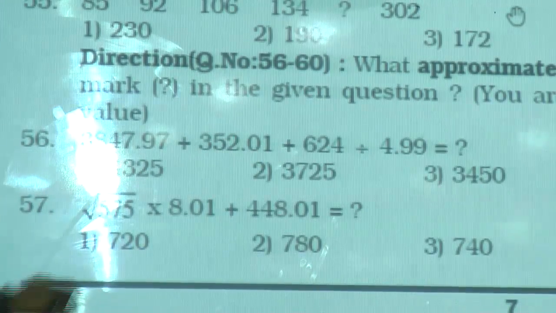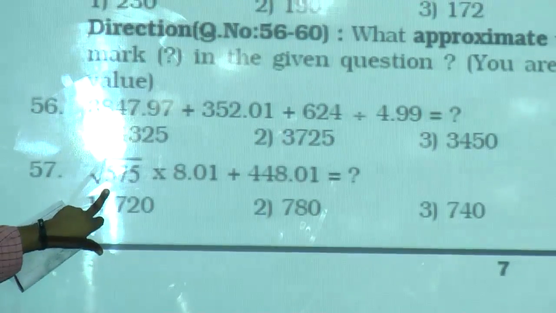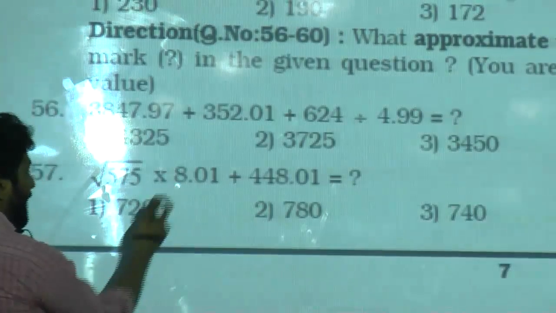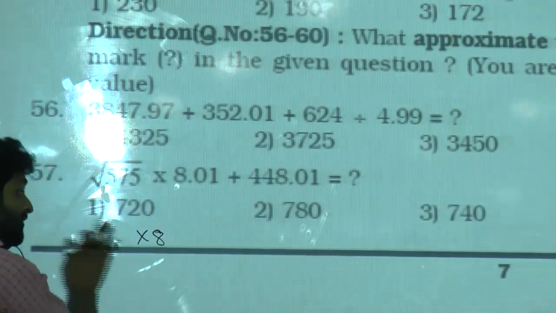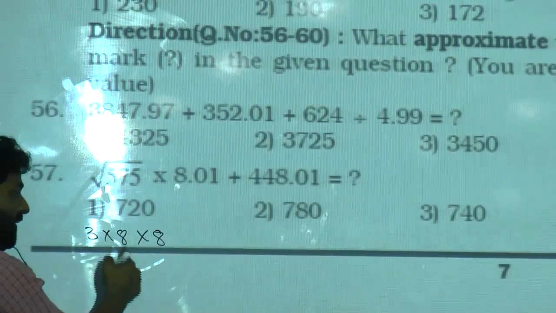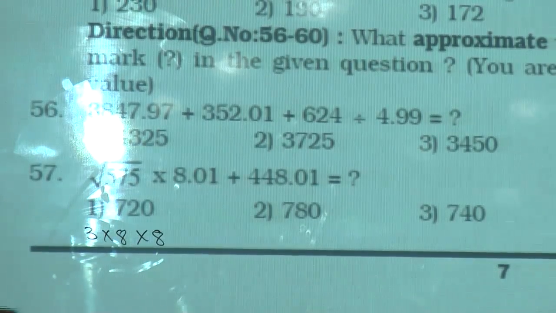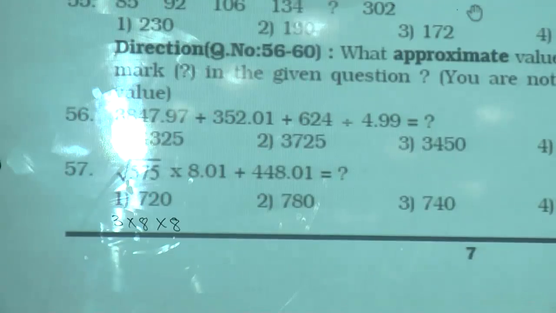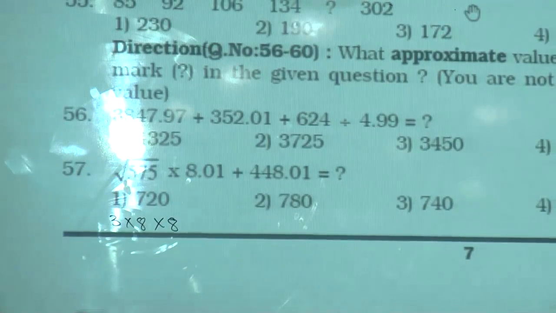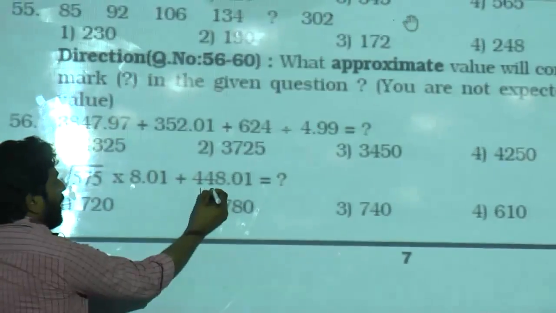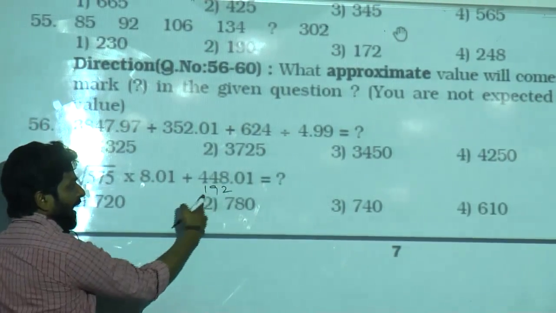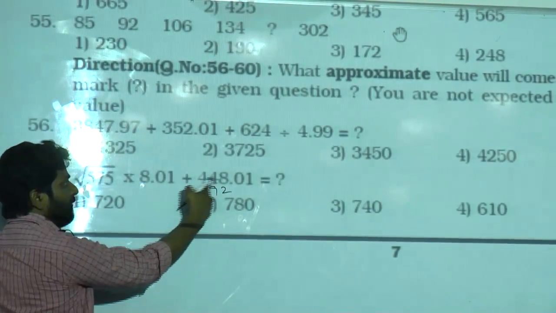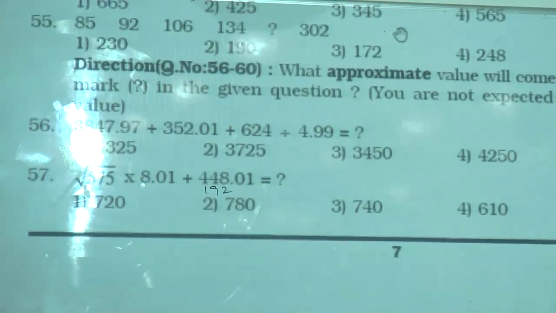Under root 576. 24 square. 24 into 8. I can write 24 as 3 into 8. 8 square, 64, 3 times, 192. Okay? Right. This is 192, and to this I need to add 448. Take 8 from here and add here, it becomes 200, and 440, 640. Answer.